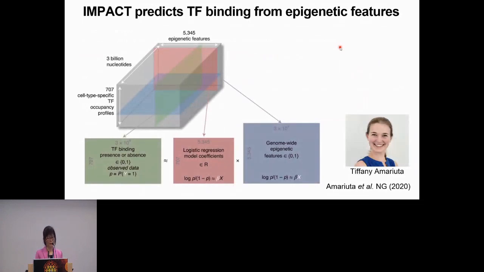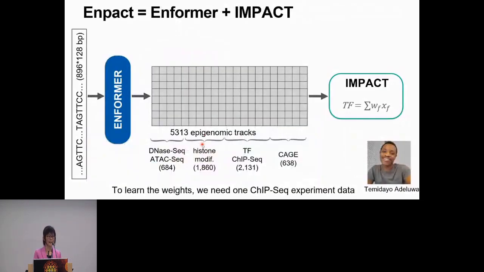IMPACT is a method that was published in 2020 and in some previous papers as well, where Tiffany and Mariuta, our collaborator, used epigenetic features to predict transcription factor binding using just a logistic regression type of approach, some regularized, because we are talking about thousands of features. So she did that very successfully. So what we decided to do is, we have Informer that will give us the epigenome. We have IMPACT that, from the epigenome, will give us transcription factor binding. So we put them together, we call them NPACT. We're very creative with this.